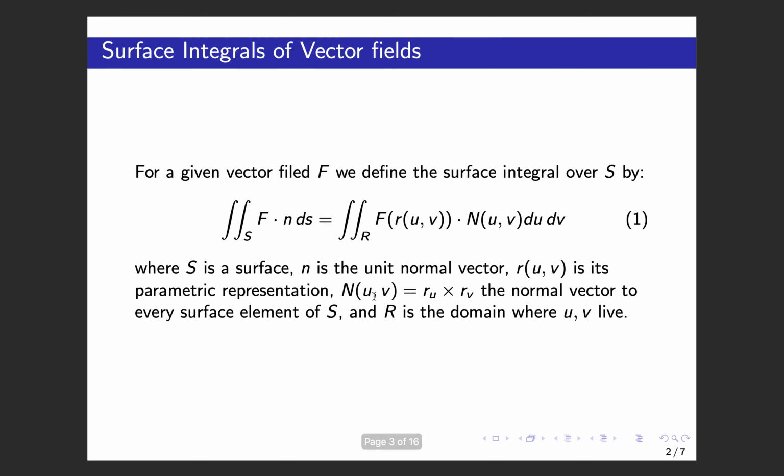So the n is equal to the cross product of the partial derivatives of r with respect to u and r with respect to v. And R is the domain where u, v live to generate the whole surface S.